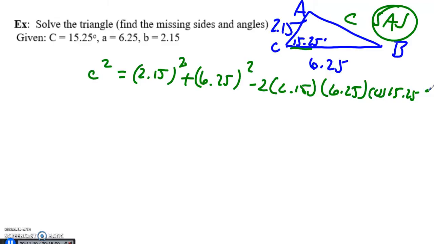So what I'd like you to do, again, is pause the video, because this can be plugged directly into your calculator, and then you can just take the square root of c. So please pause your video, plug this in, and I'll be back with my work.